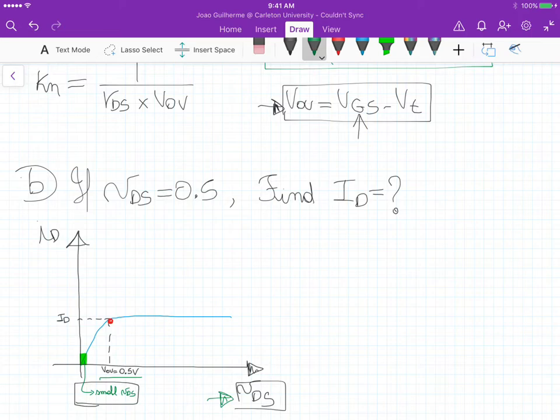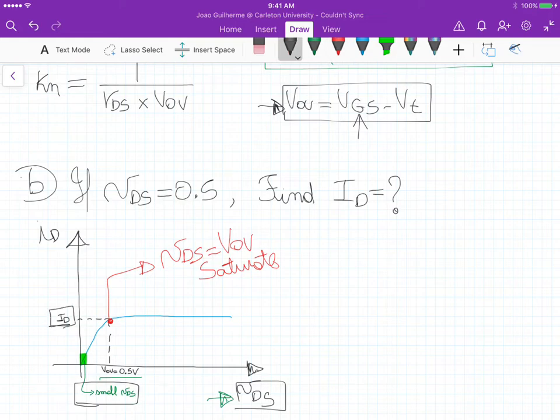And part B asks: what happens with ID, the drain current, if we increase VDS to 0.5? Remember that this point in red here is exactly when we have VDS equal to the overdrive voltage. It means that the N-MOSFET starts to saturate. When it starts to saturate, ID doesn't change, right? It keeps constant. It's the behavior that we have in this region.